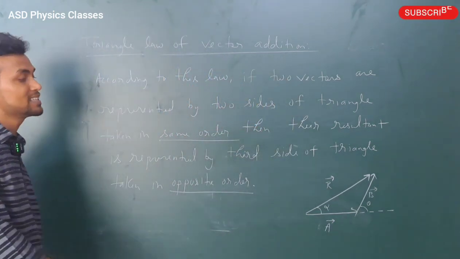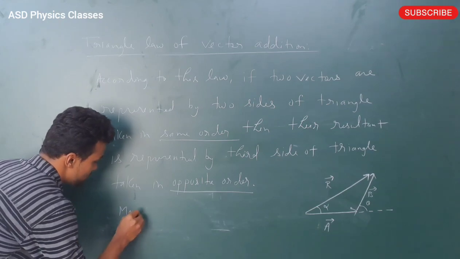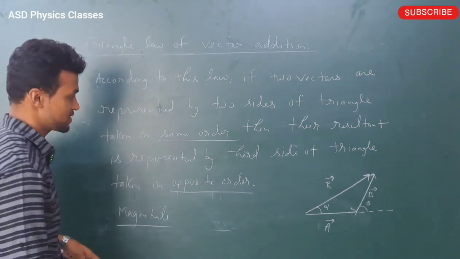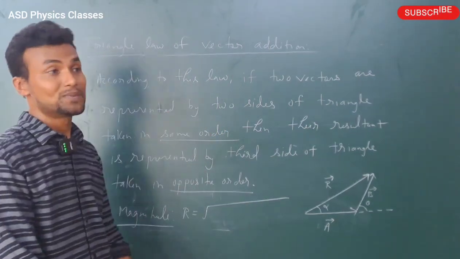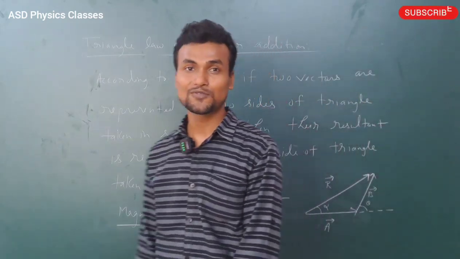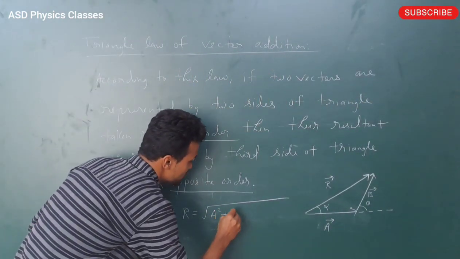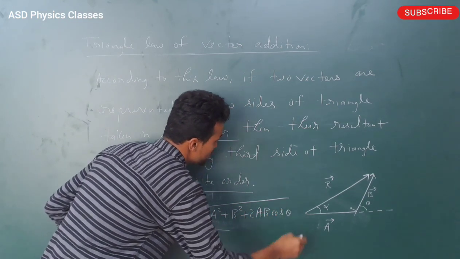Let's take that this resultant is making an angle alpha. So here I will write the magnitude. The derivation we will do, it's not a problem, but first we should know the formulas. Some of you, I think, know very well what the formula for the resultant is. So R is given by the square root of A square plus B square plus 2AB cos theta.